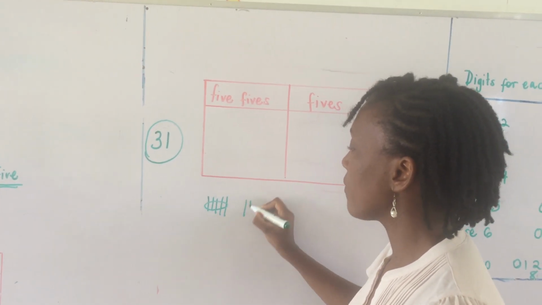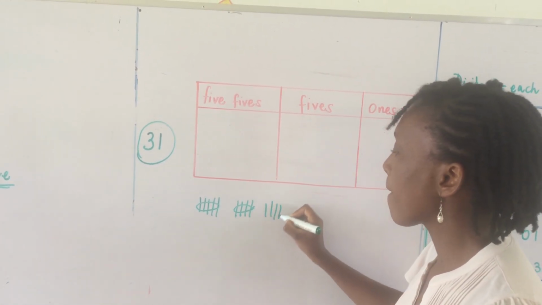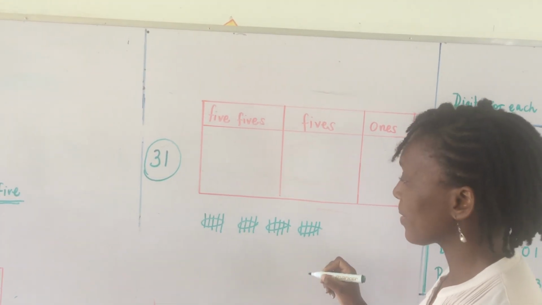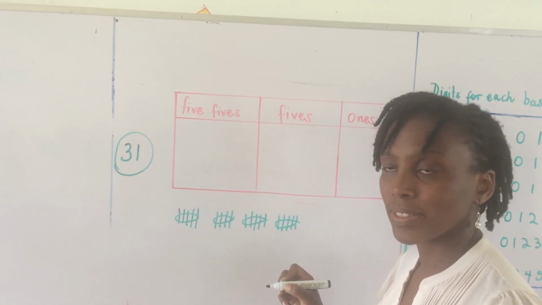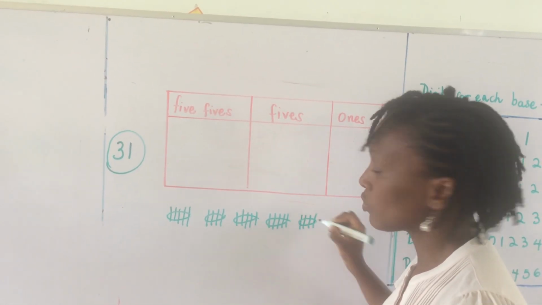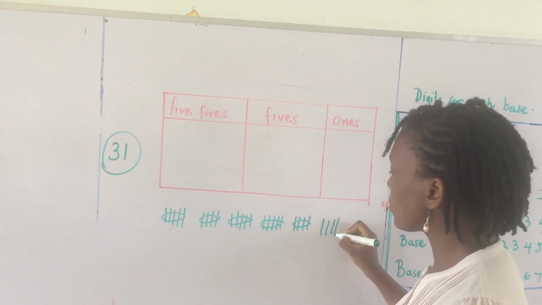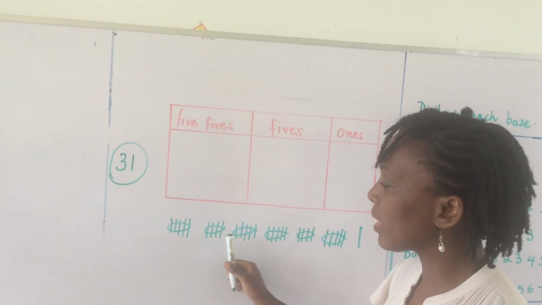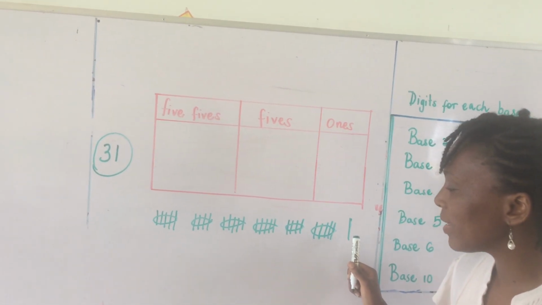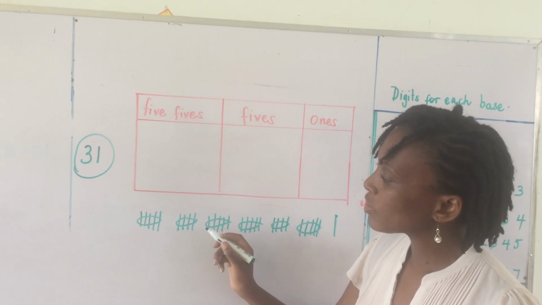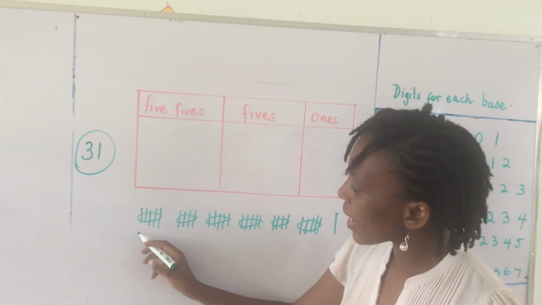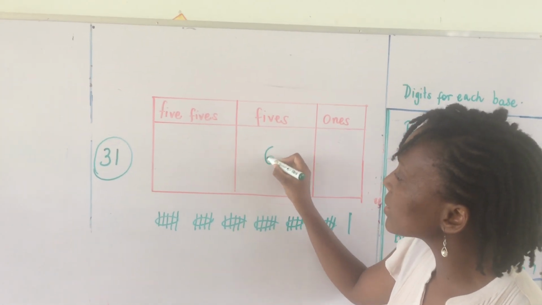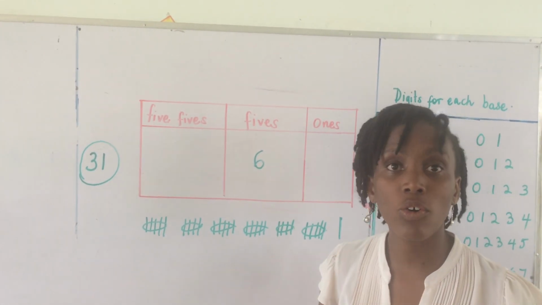This is one group of 5, 2 groups of 5, 3 groups of 5, 4 groups of 5, but we still have more 5s. 5 groups of 5, which will give us 25, 6 groups of 5, and 1. So we have 5, 10, 15, 20, 25, 30, 31. So, unfortunately, because there are 6 groups of 5, if you were to write 6 here, this would be incorrect.